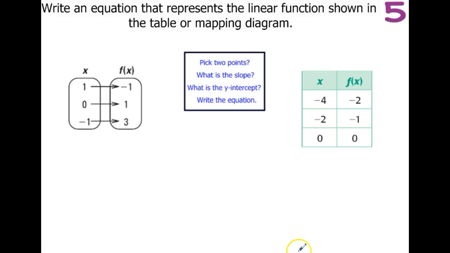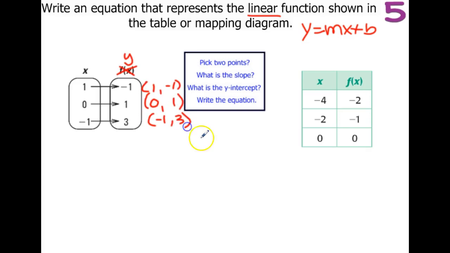Now this next slide is the same information, just given to us in the form of a table. So it says, write an equation that represents the linear function, linear meaning a straight line, in the form y equals mx plus b, in the table or mapping diagram. So we know x and f of x is really a fancy way of saying y. This is an xy table. So if you wanted to write these as points, this would be 1, -1. This would be 0, 1. And this would be -1, 3.